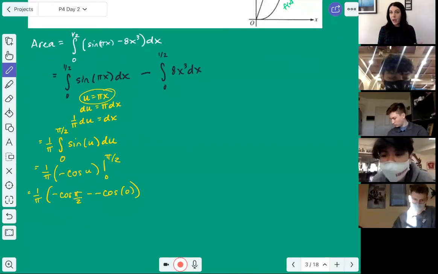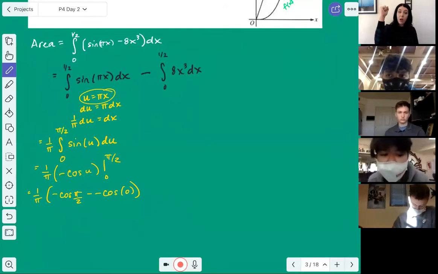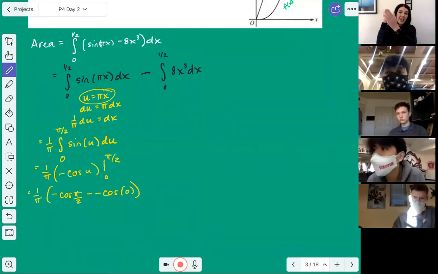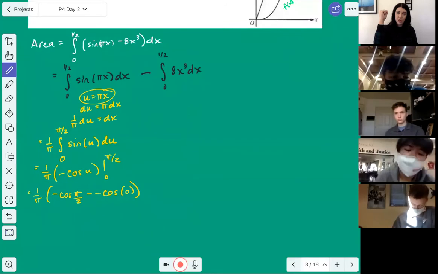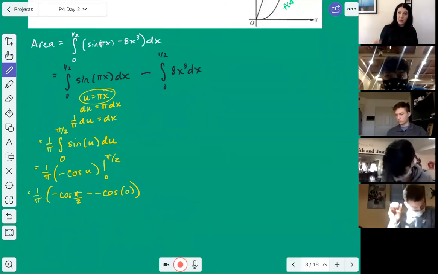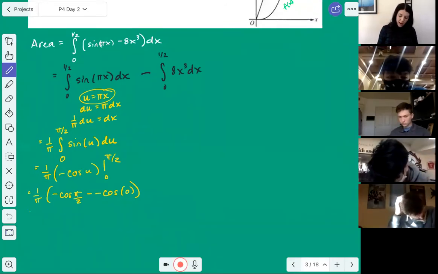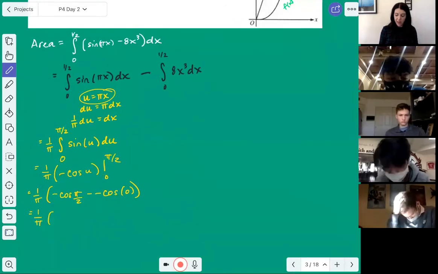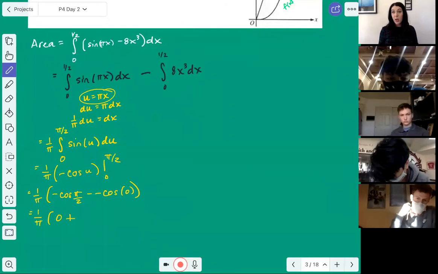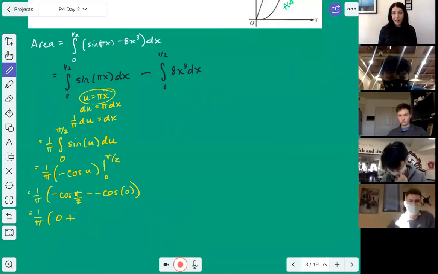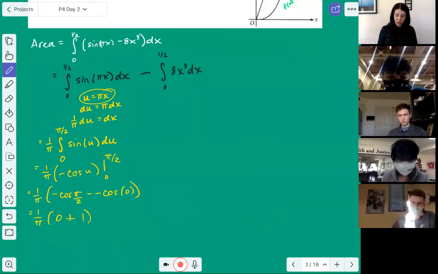So again, here's where you've got to know your unit circle. These aren't hard unit circle values, but you've got to know them. So pi over 2 is up here, right? If I'm looking for cosine, I'm trying to think about what the x coordinate is up here at pi over 2. The x coordinate at pi over 2 would be 0. So I would have 1 over pi times negative 0, which is just 0. And then negative is plus. Cosine of 0 means what is the x coordinate when the angle is 0, which is 1. So we get 1 over pi for that portion.